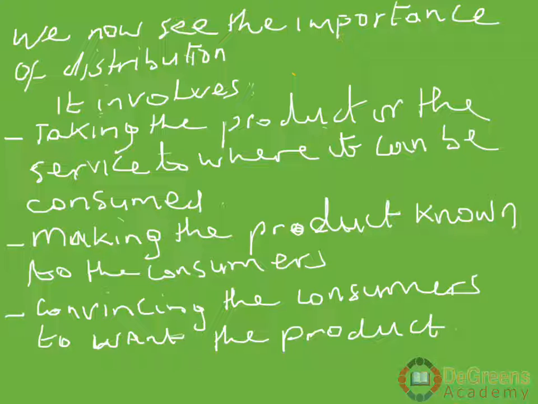Distribution involves taking the product or the service to where it can be consumed. That could be a physical movement, transferring the product or the service to where it can be consumed. Say, for example, you produce potatoes in Santa. You want the products to be consumed. So the next thing is you pack them in bags and take them to the Bamenda market. That is where people come to buy. So that is the first thing about distribution.